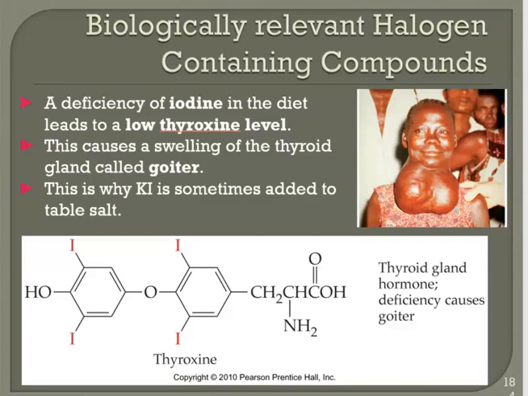But other countries that don't have iodized salt or don't eat processed food, you can have a deficiency in iodine and have low thyroxine levels. So this causes swelling in the thyroid gland called a goiter, and you can see that on this lady here. That's why iodine is added to table salt. So this is the thyroxine hormone, and these are the iodine functional groups that need to be added onto it for proper signaling and function.